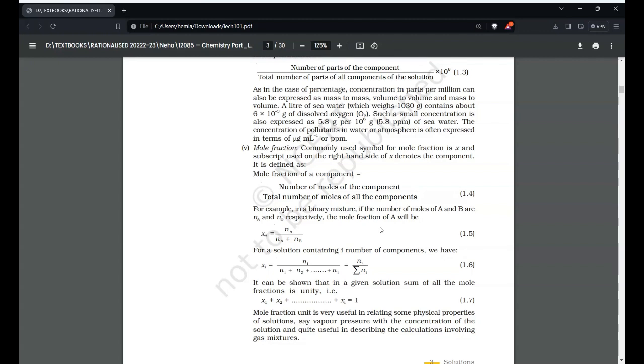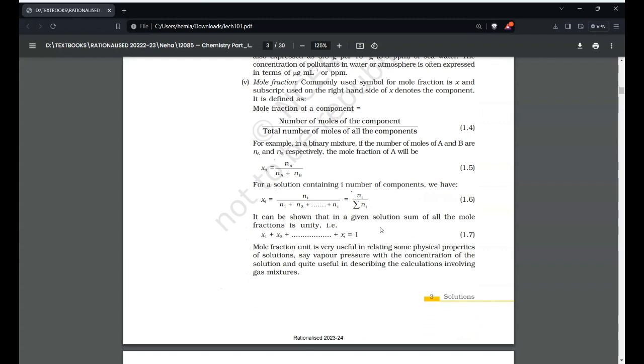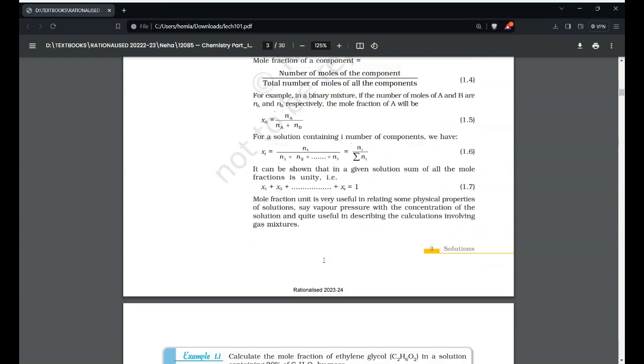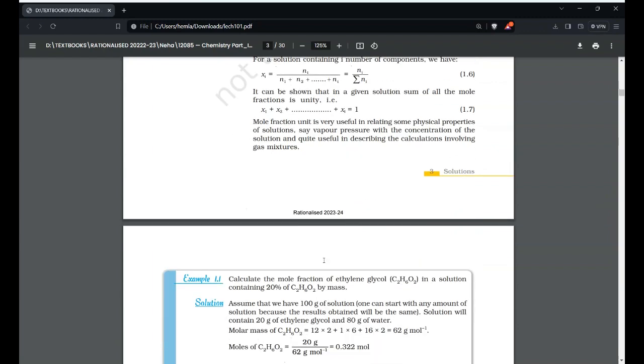Like if you want to find the mole fraction of A, then moles of A upon moles of A plus moles of B, and the same goes for others: if you want to find it for A, add up all of them, whatever A, B, C, D there are. Mole fraction unit is very useful in relating some physical properties of solution, say vapor pressure, with concentration of the solution, and quite useful in describing the calculations involving gas mixtures. So you'll have to use this whole mole fraction thing later on while solving numericals.